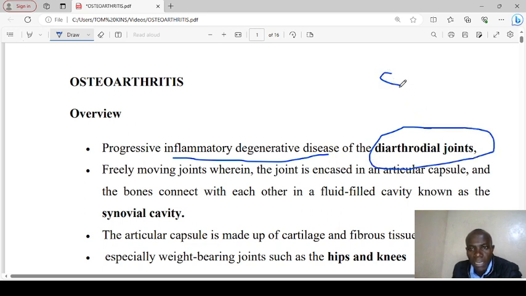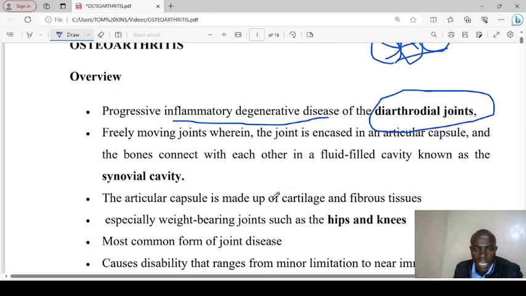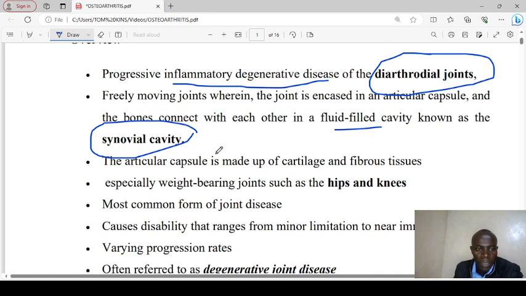Okay, remember in terms of physiology, we have three classes of joints. They are normally abbreviated by the word SAD, where this represents synarthrosis joints, amphiarthrosis joints, and diarthrosis joints. So diarthrosis joints allow free movement, whereas the others allow little or slight movement. Okay, let's proceed. In these diarthrosis joints, they have the synovial cavity that is normally fluid filled in these connecting points. In this region, the articular capsule is normally made up of the cartilage and the fibrous tissue.